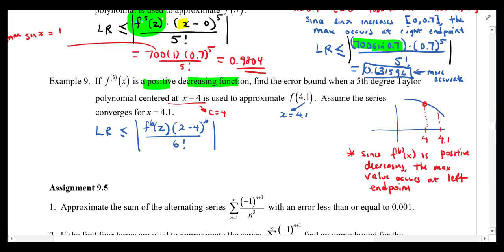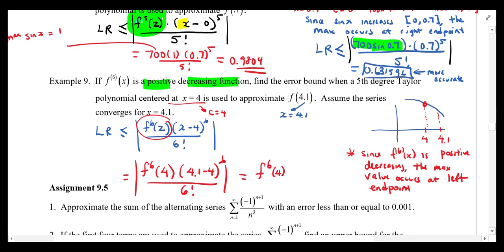And because I don't have a function for this one, all I can do is replace this with the sixth derivative at the value of 4. And this will be 4.1 minus 4 to the power of 6 over 6 factorial. Absolute value of that. We really don't need the absolute value because we know it's positive. But if you wanted to write this a little nicer, the sixth derivative at 4, and this would be 0.1 to the power of 6 over 6 factorial. And that would be the error for this example.